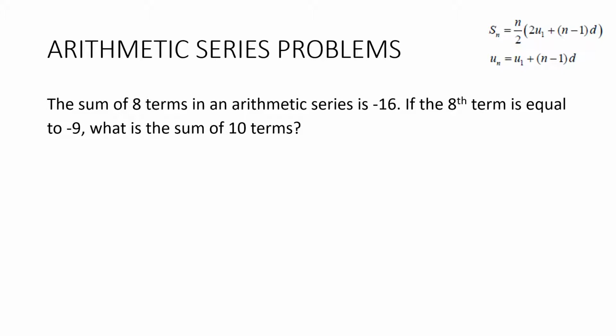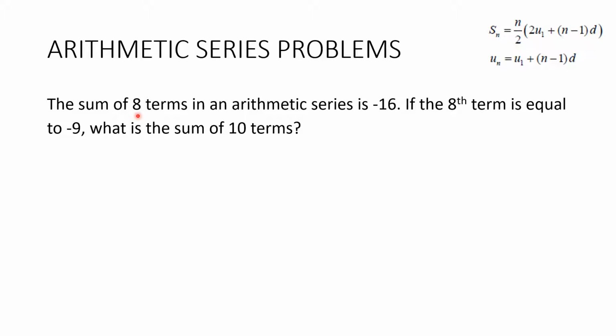Here's another simultaneous equations question, but this time with the sum formula. The sum of 8 terms in an arithmetic series is negative 16. If the 8th term is equal to negative 9, what is the sum of 10 terms? Now, we can't just add on negative 9 twice. We don't know the common difference. We're going to have to form a pair of simultaneous equations.